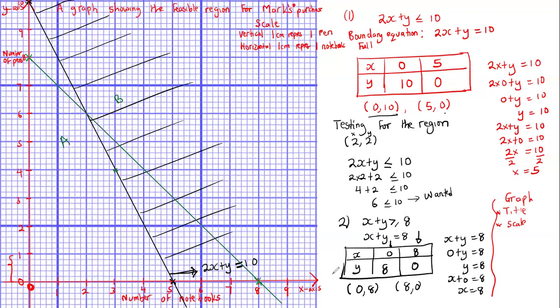So what am I going to do? I'm going to do my testing. So the point I'm testing is 3, 4. Then I say x plus y greater or equal to 8. So I replace: 3 plus 4 greater or equal to 8. Then I say 3 plus 4, that is 7, greater or equal to 8. Members, let me know through the chat. Is it wanted, unwanted? Put your answer in the chat.